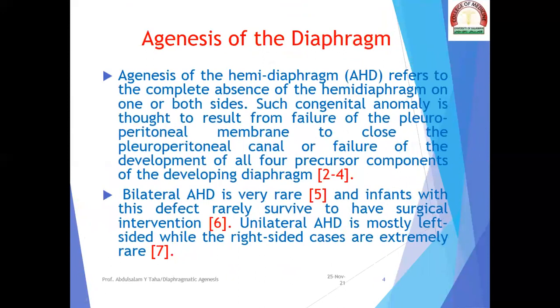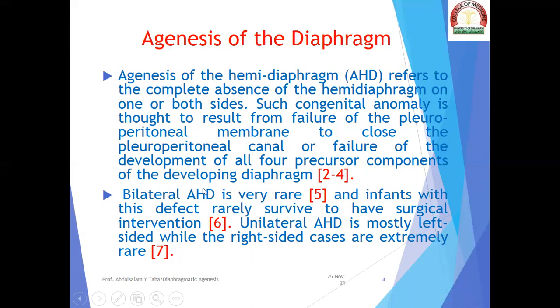Agenesis of the hemi-diaphragm refers to the complete absence of the hemi-diaphragm on one or both sides. Such congenital anomaly is thought to result from failure of the pleuro-peritoneal membrane to close the pleuro-peritoneal canal, or failure of the development of all 4 precursor components of the developing diaphragm.